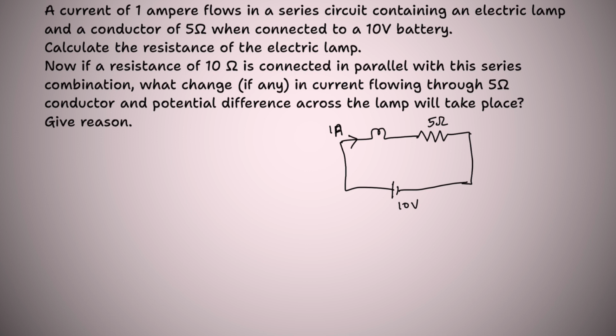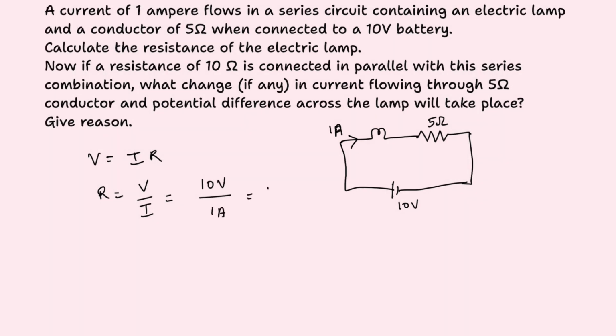Now what do we have to find out? We have to find out the resistance of this electric lamp. We know the resistance of this, and we have to find the resistance of this. Now from Ohm's law, we know that V is equal to IR. If you rearrange it in such a way that R is on one side and everything else is on the other side, we get R is equal to V by I. Now V, we know that it is 10 volts, but what about I? I is nothing but 1 ampere. So I is equal to 1 ampere.